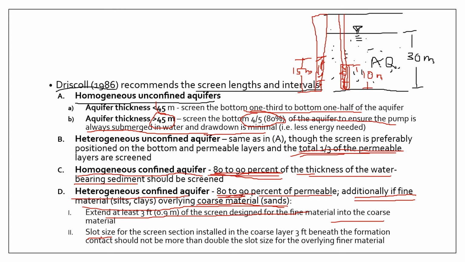Also, we have to ensure that the slot size for the coarser material is not more than double the size for the overlying fine material. So what we do here is we might have to gradually increase the slot size if there is a drastic change in grain size.